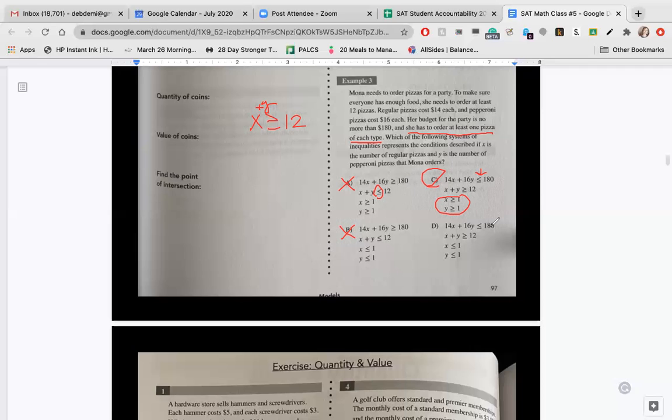Questions? I can see 6 of you. I don't see any questions. I can only see 5 of you actually. Okay, so that kind is all your quantity and value problems.